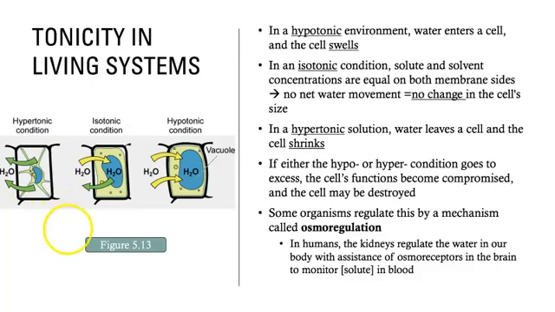Now, lucky for us, we have a mechanism that is going to help us with osmoregulation. Within our kidneys, we can regulate the water of our body. And we do this because we have osmoreceptors in the hypothalamus of the brain to monitor the amount of solute within the blood. Other organisms are going to have different types of mechanisms. Your book describes the mechanisms within plants, paramecia, and amoebas, so I would go and check those out if you want to dive in a little bit deeper.